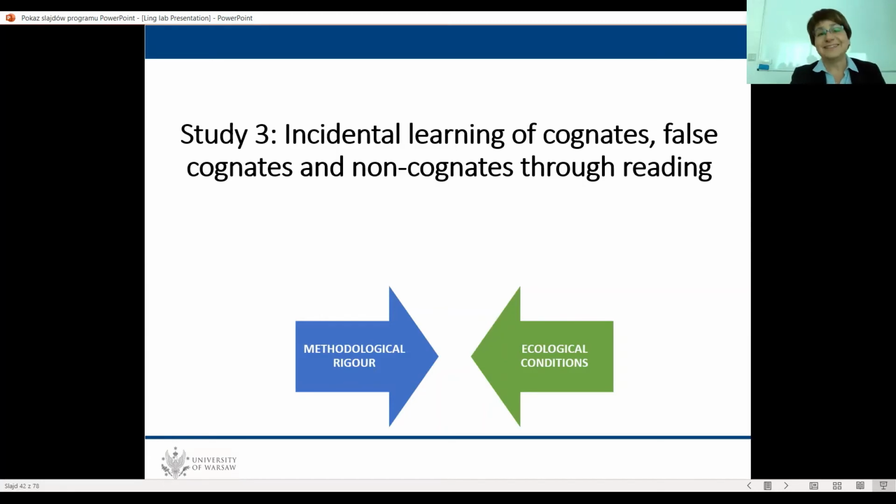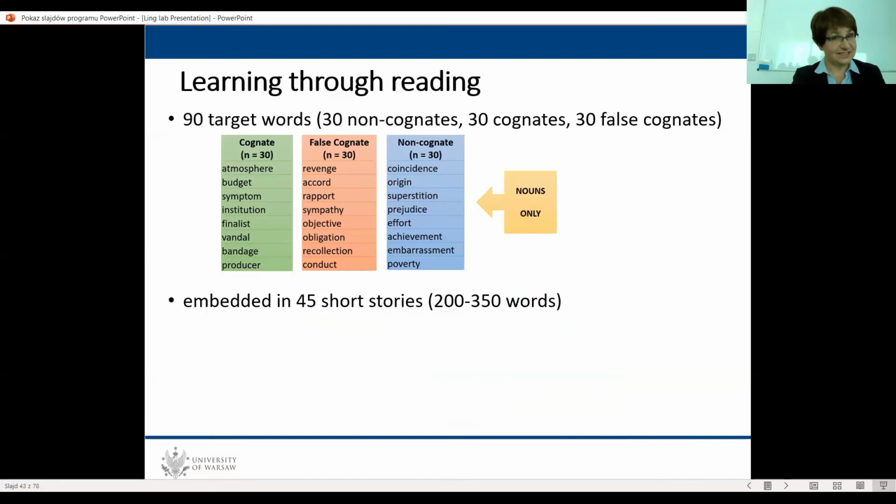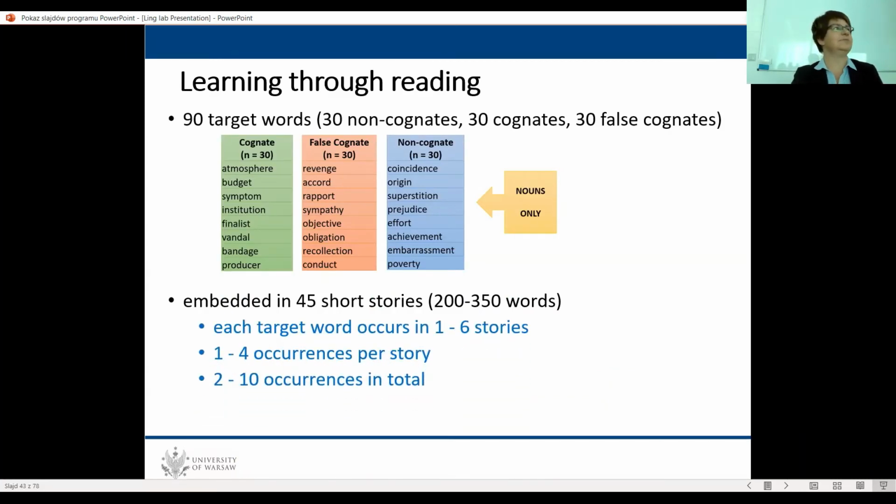So the next study was incidental learning of cognates, false cognates, and non-cognates through reading. That was another task that we did. This is still unpublished. Same words. This time we embedded them in short stories, and those stories were constructed in a very specific way. The words will occur from 1 to 4 times in the text, from 2 to 10 occurrences in total.